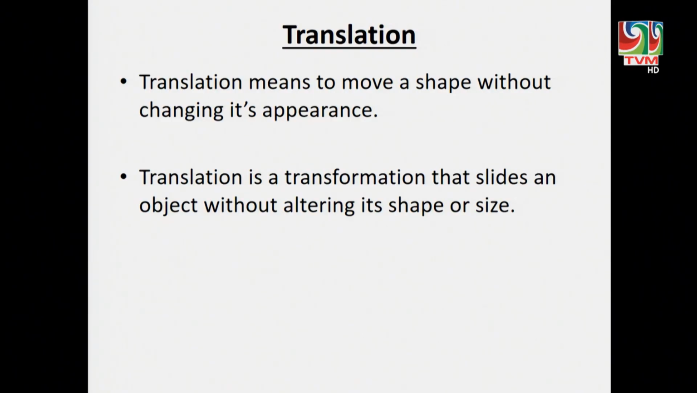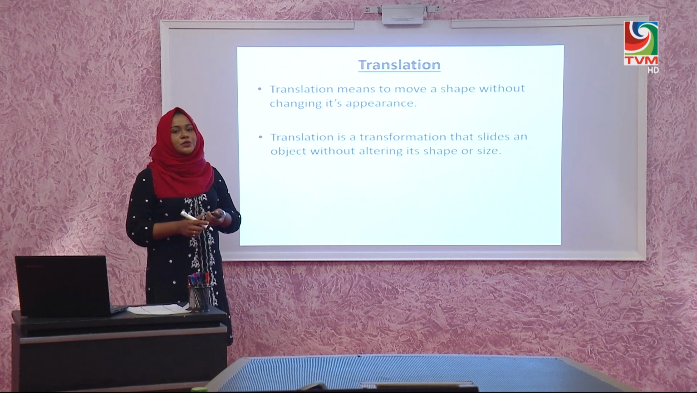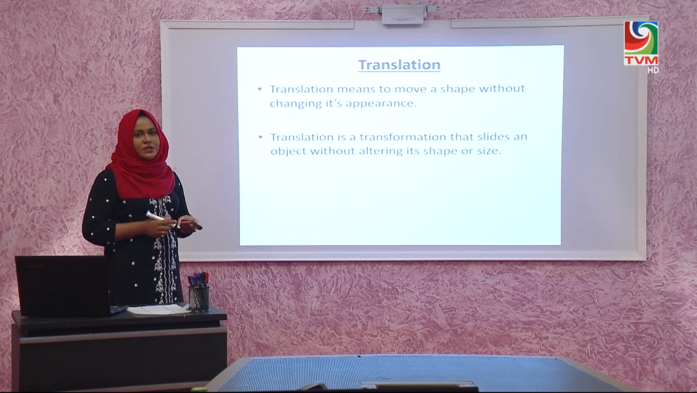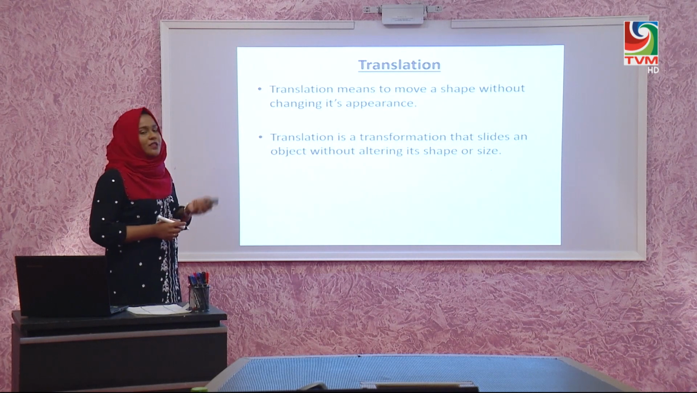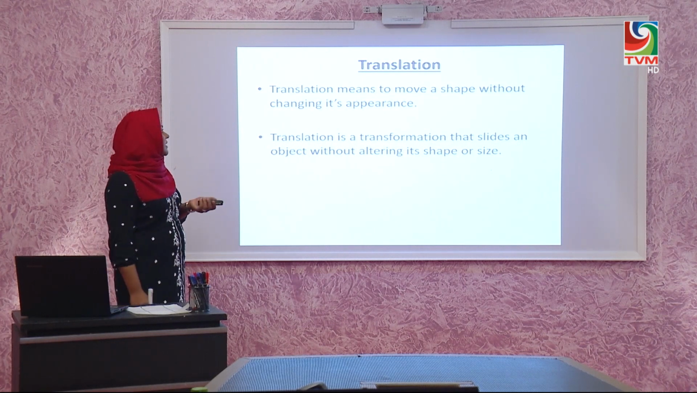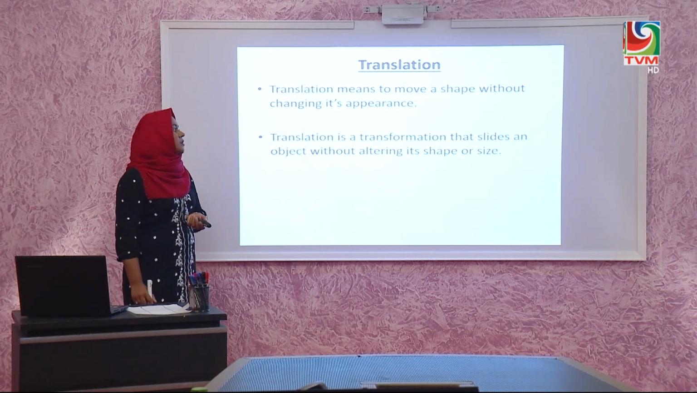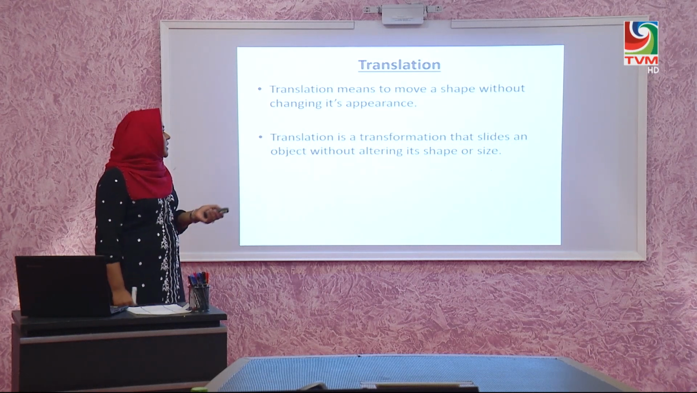Now translation. We know that translation is a type of transformation. Here translation means to move a shape without changing its appearance. So in translation, we are going to draw the same shape. It has to be the same size, in the same orientation, but only the position changes. That is what translation is. So this is a transformation that slides an object without altering its shape or size.